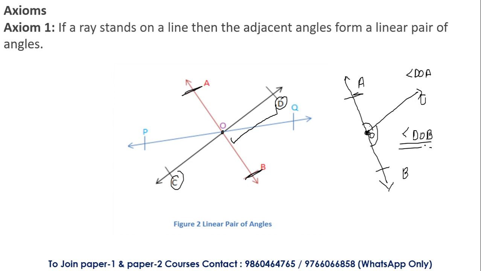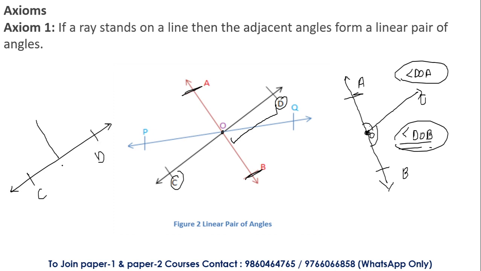These are called linear pairs of angles. These angles, angle DOA and angle DOB, are the linear pair. In the previous figure, where we considered the line segment CD on which AO was intersecting, angle AOD and angle AOC are the linear pairs of angles.